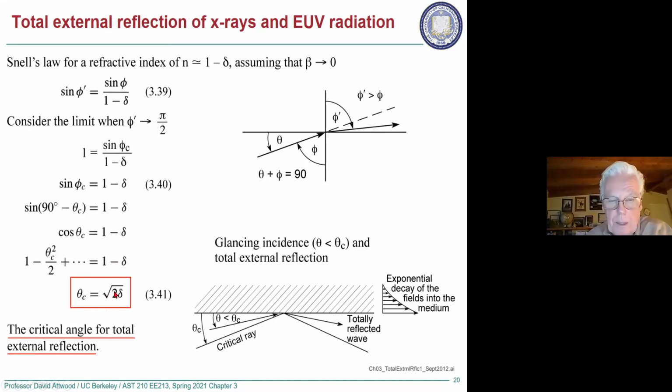So delta could be a number like 10 to the minus 3. In the EUV, it'll be a number like 10 to the minus 2 or 3. In the soft X-rays, this is going to get much smaller. But let's say it was maybe 10 to the minus 4. So you take the square root and you've got a 10 to the minus 2. And this is in radians, okay? So this is how we're going to use mirrors to reflect at a high degree of reflectivity, okay?